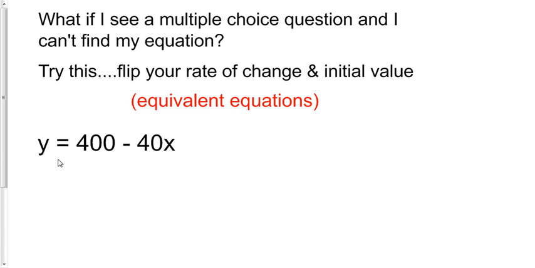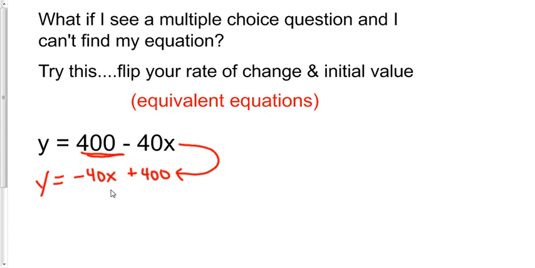Let's flip our initial value and our rate of change. So y equals, our rate of change was 40x. What's in front of it? A minus sign. So let's just move the minus sign with it. And was this a positive or negative 400? Well, it's positive. What we did here is we took this initial equation that we made, and we made an equivalent equation just by moving the pieces of it around.